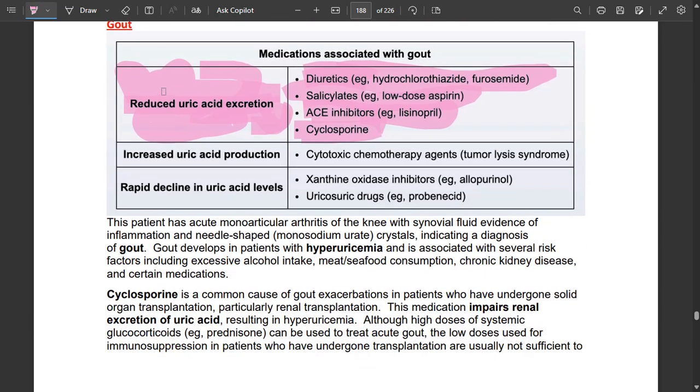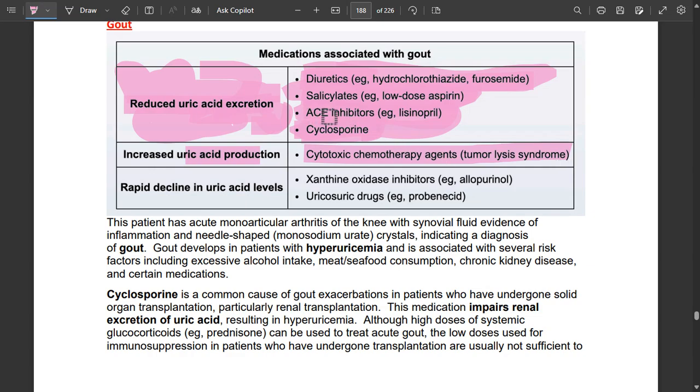All right, so uric acid excretion is decreased by taking diuretics like hydrochlorothiazide and furosemide, salicylates like low-dose aspirin, ACE inhibitors like lisinopril, and cyclosporine. Uric acid can also be increased by cytotoxic drugs, which cause tumor lysis syndrome.